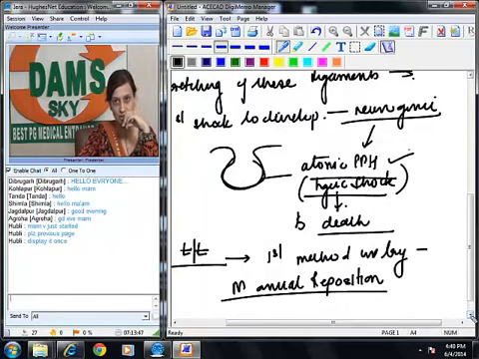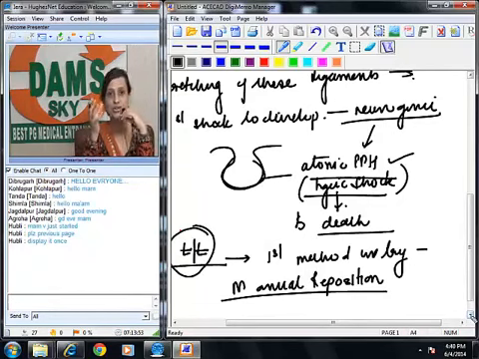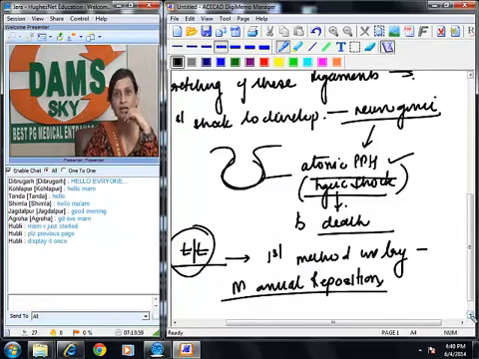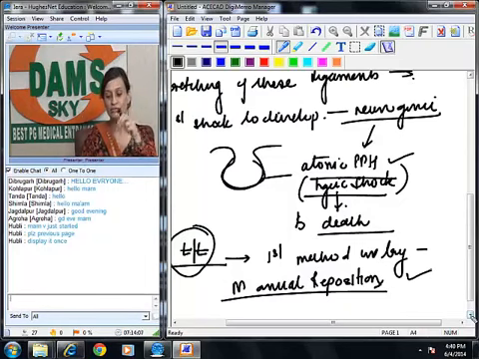Now we are doing the treatment of inversion uterus. Since the uterus has fallen outside, what are we going to do? We are going to put it back. And the first way we try putting it back is called manual reposition. Manual reposition means we are going to try putting back the uterus by our hands.